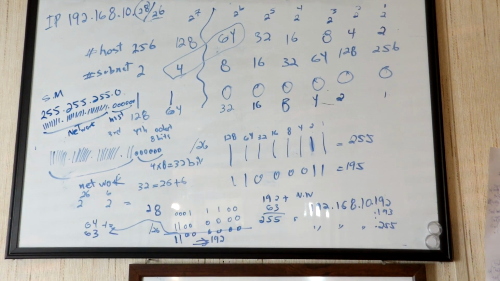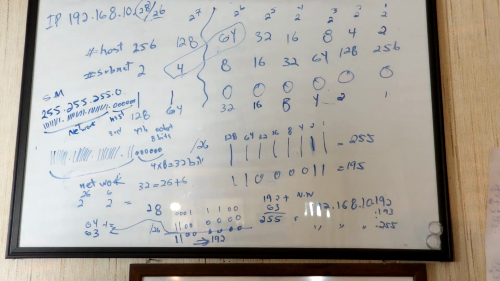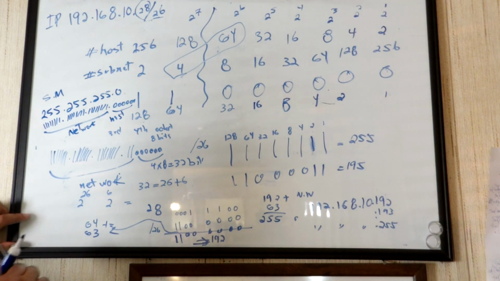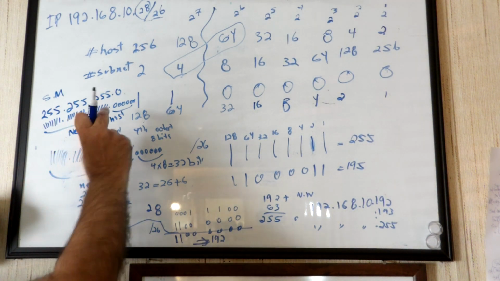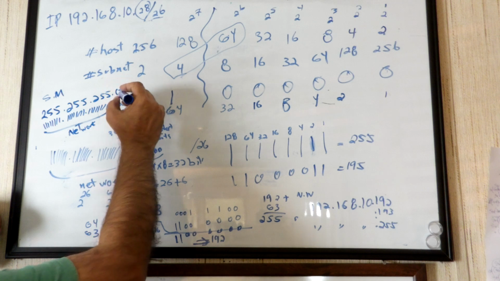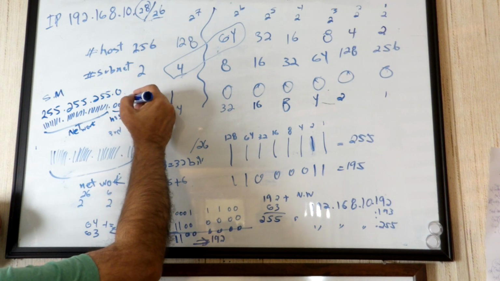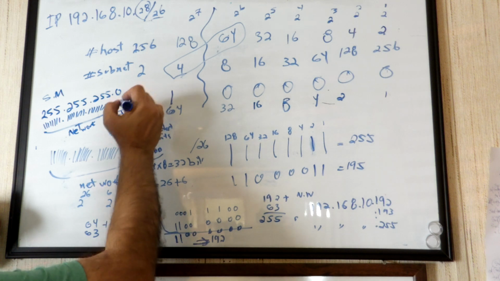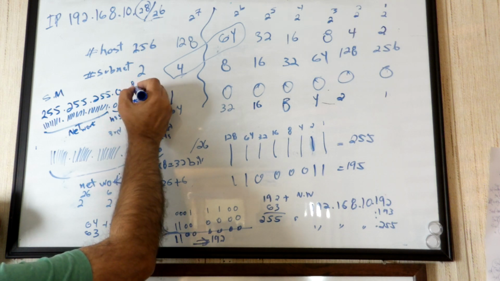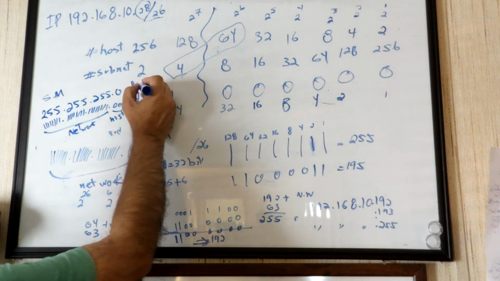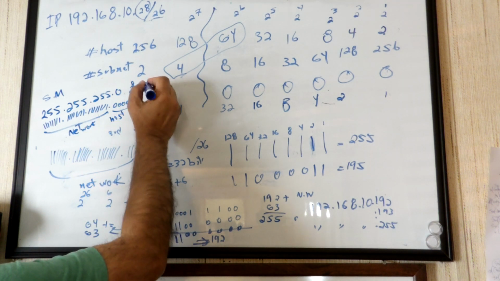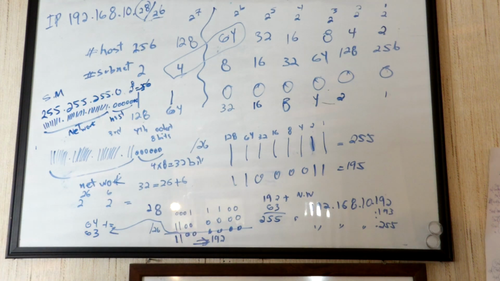It is 2 to the power of 8. See, 1, 2, 3, up to 8 zeros. 2 to the power of 8, how much is it going to be? It's going to be 256. The maximum, 256, is the maximum number of hosts that class C can get.